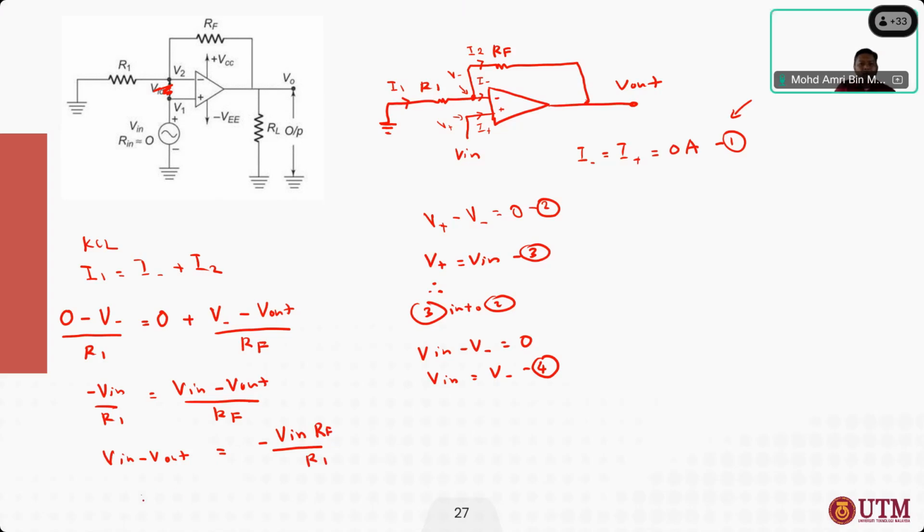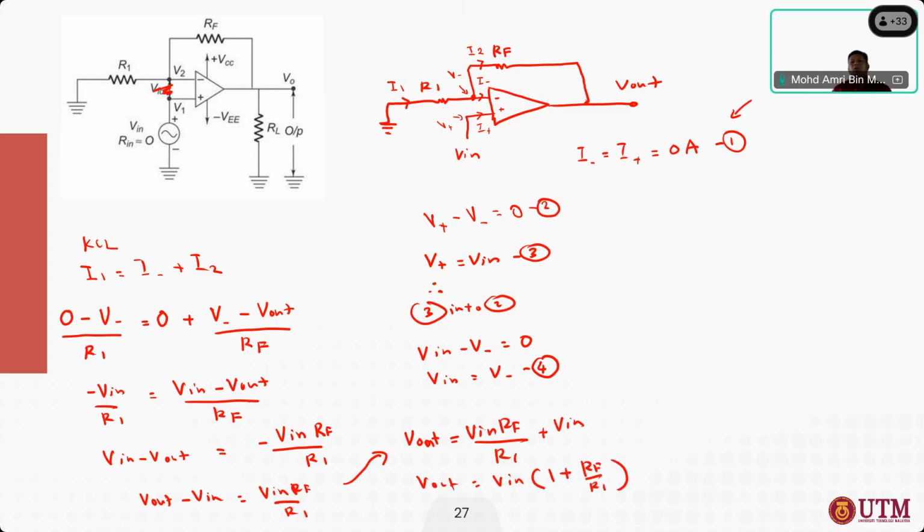Or V out minus V in equals V in RF plus R1, and finally V out equals V in RF over R1 plus V in, or V out equals V in times 1 plus RF over R1. So this is a non-inverting op-amp.